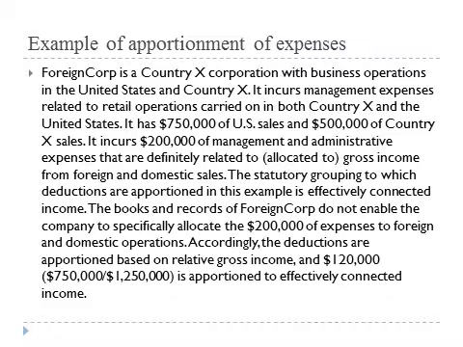The books and records of Foreign Corp do not enable the company to specifically allocate the $200,000 of expenses to foreign and domestic operations. Accordingly, the deductions are apportioned based on relative gross income, and $120,000, $750,000 divided by $1,250,000, is apportioned to effectively connected income.